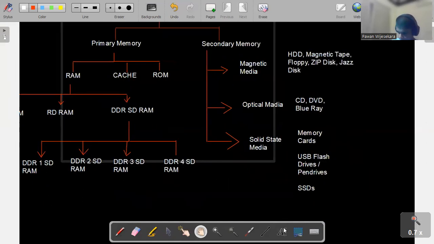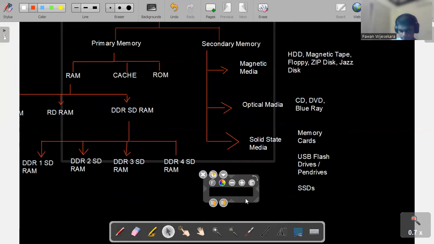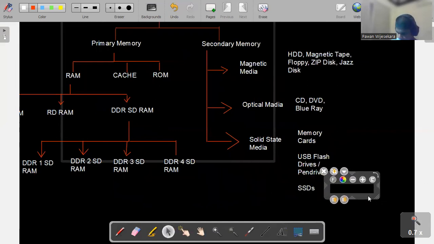Right? SSDs, within brackets write down NVMe, right? M.2, then SATA SSD. Those are the types of SSDs, solid state drives.